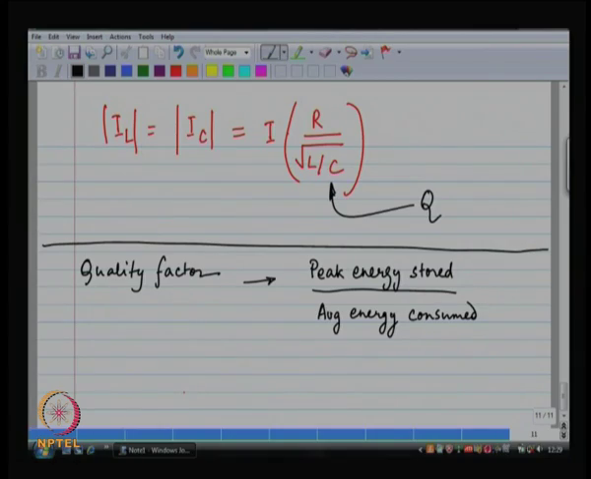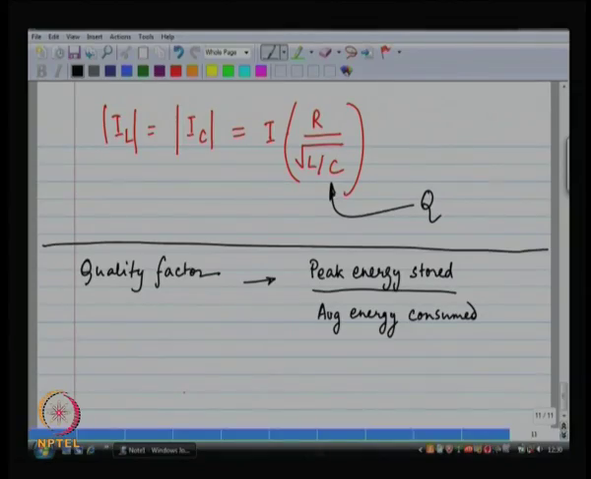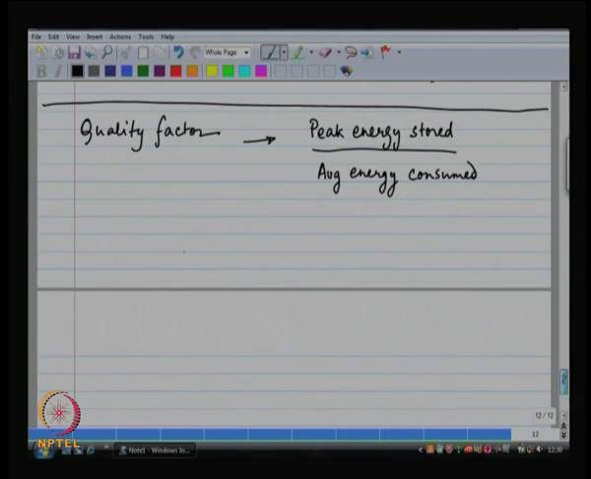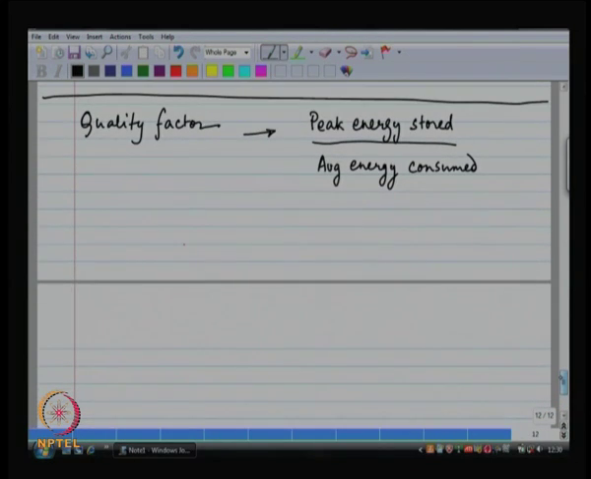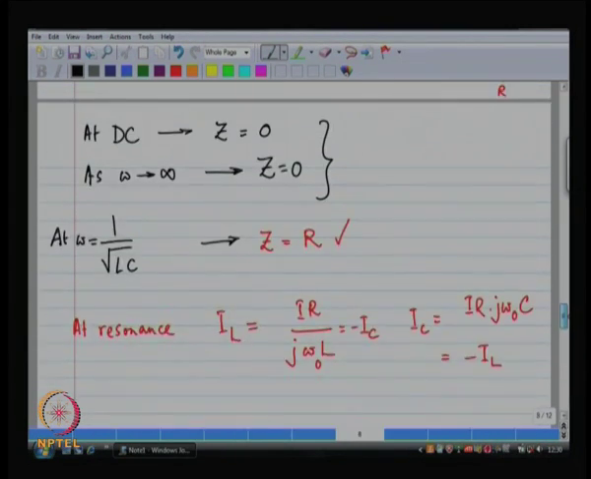Where is the energy consumed? The energy is consumed in the resistor. Of all my circuit elements, R, L, C, mutual inductances, etc., resistances are the only elements that consume energy. Okay. So, now with this as the background, let us try to find out what is the quality factor of my circuit over here.